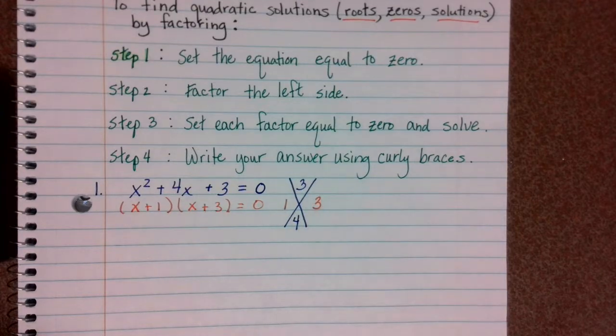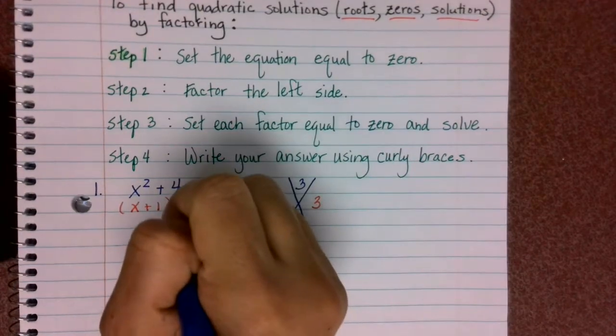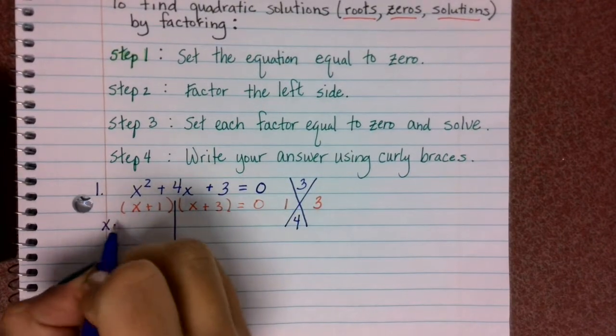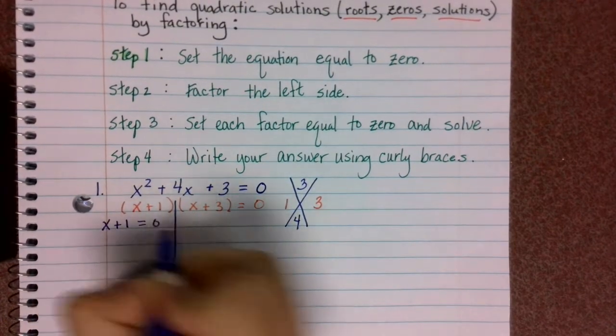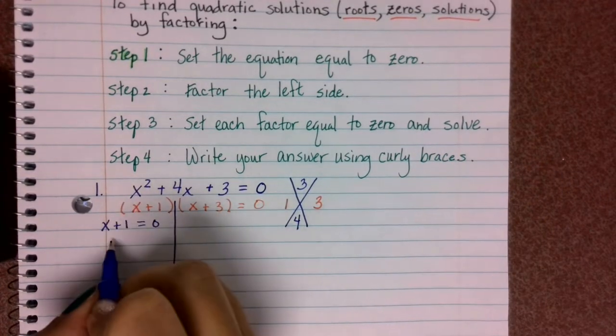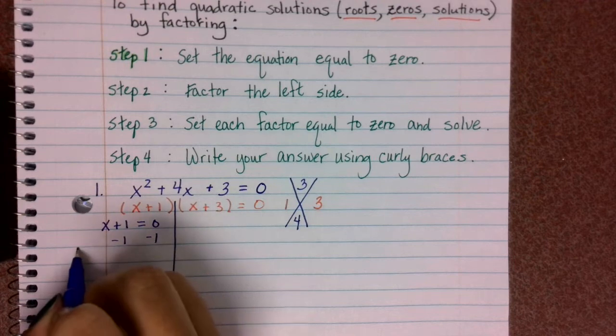So what you're going to do now is we're going to set each factor equal to 0. So I have x plus 1 equals 0. Now we're going to solve. So x plus 1 equals 0. I subtract 1 from both sides.